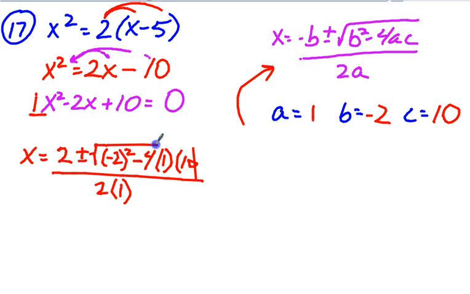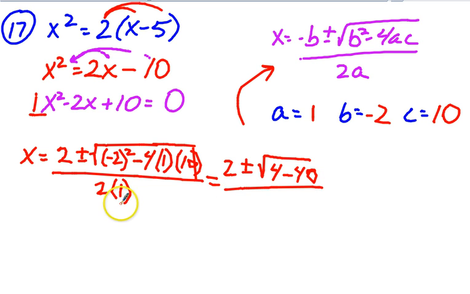Okay? The square root goes all the way across. Equals, man, that is just ugly with the parentheses. I didn't like it. All right, I'm going to work everything out one step at a time. I got 2 plus or minus the square root of negative 2 squared, which is 4. Now if I do this part, 4 times 1 is 4, times 10 is 40. I only have one negative, so that means the whole thing would be negative. So it's 4 minus 40, over 2. All right. 4 minus 40 is negative 36. So this is 2 plus or minus the square root of negative 36 all over 2.